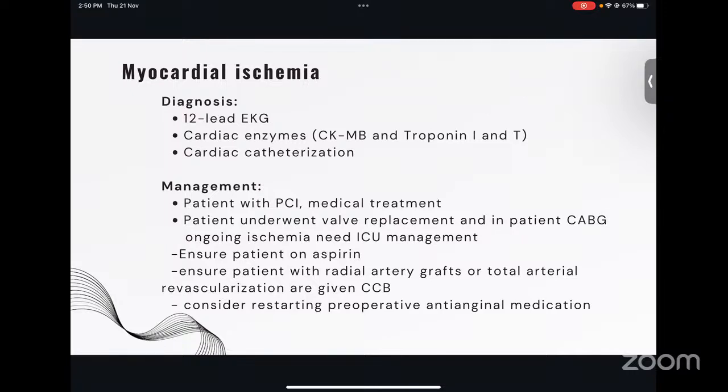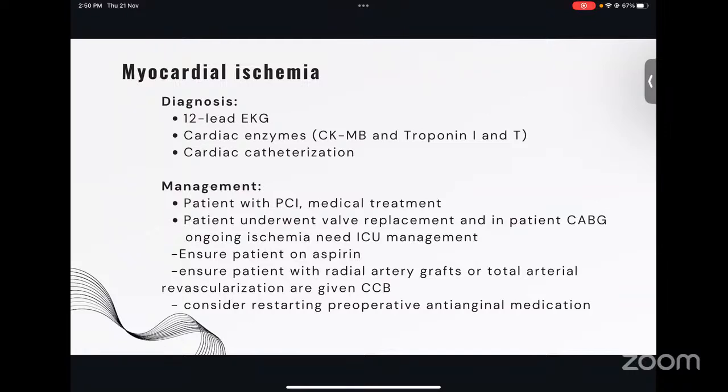A 12-lead ECG, as I mentioned in the previous slide, will help confirm myocardial ischemia. Check cardiac enzymes such as creatine kinase-MB, troponin I, and troponin T. They are often raised after surgery, but serial measurement of the cardiac enzymes showing a continuous or large rise may indicate myocardial ischemia. The definitive investigation for cardiac ischemia is cardiac catheterization to identify the coronary obstruction.